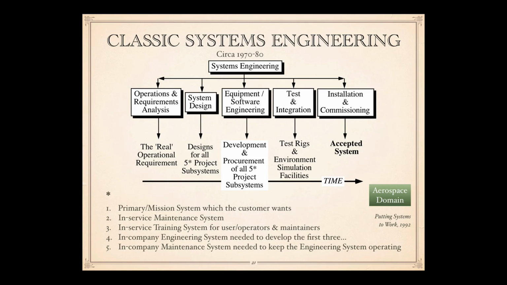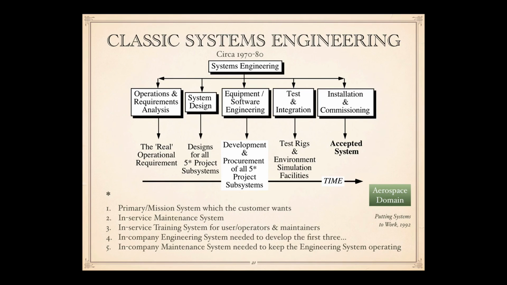Also, there's an in-company engineering system needed to develop the first three. And that engineering system is also subject to problems, so there's an in-company maintenance system to keep the in-company engineering system operating. So there are a total of 5 systems to produce the 3 that are delivered to the customer.